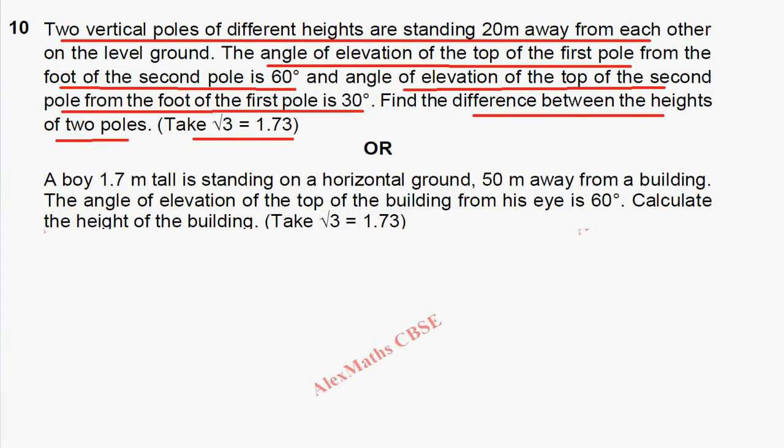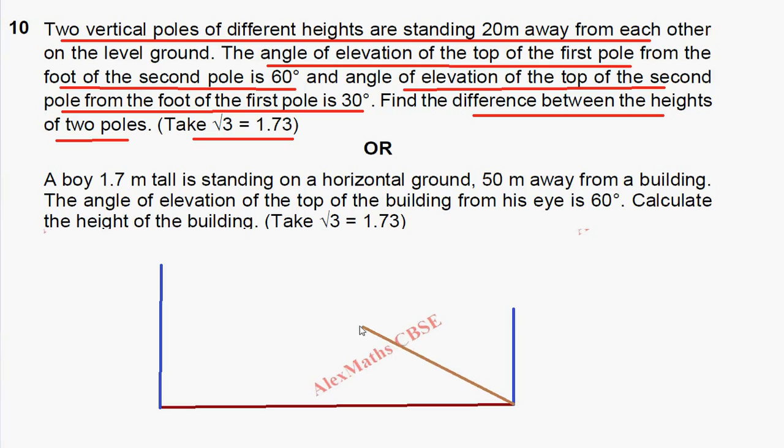Let's construct a small diagram. There is a level ground and as per the question, two vertical poles of different height. So let's take one pole like this and another pole shorter than the first one because they are of two different heights. Now the angle of elevation of the top of the first pole from the foot of the second. So from here we see this top and this is 60 degree. Let's mark 60 degree here.